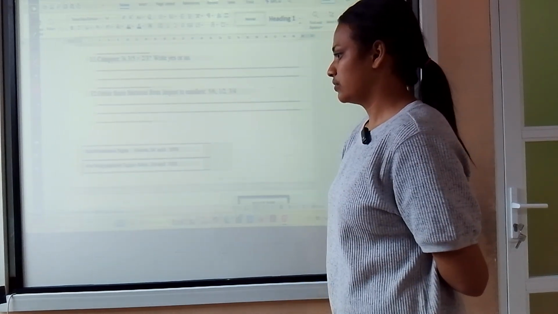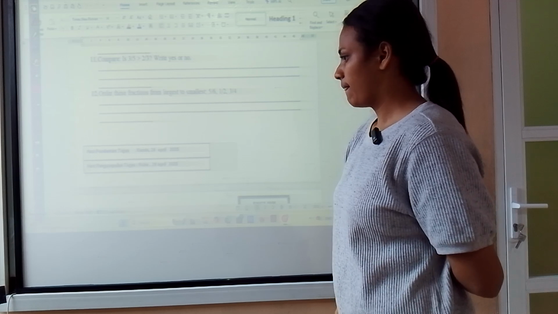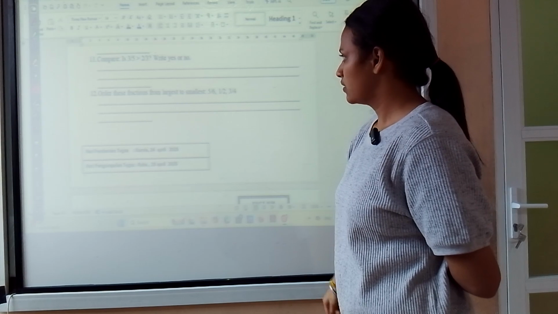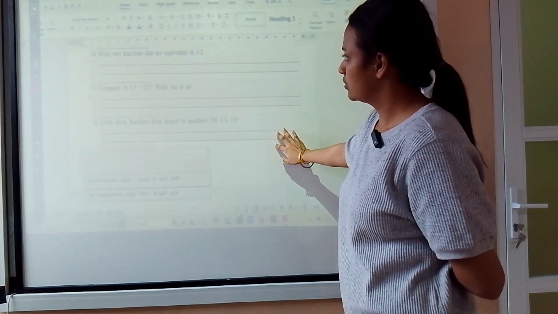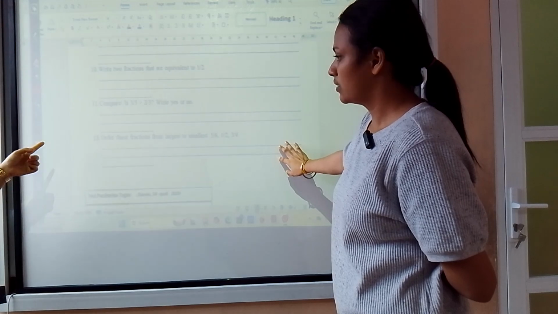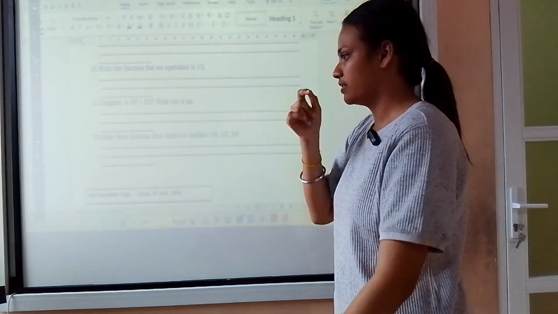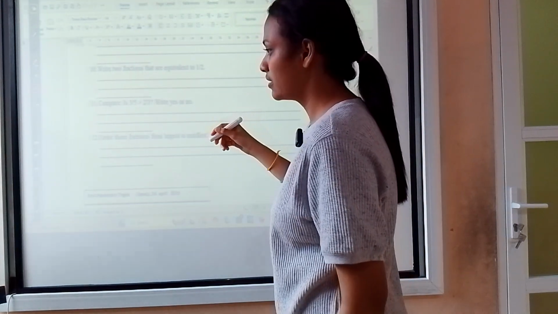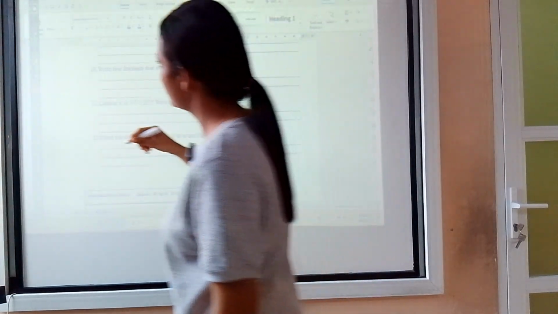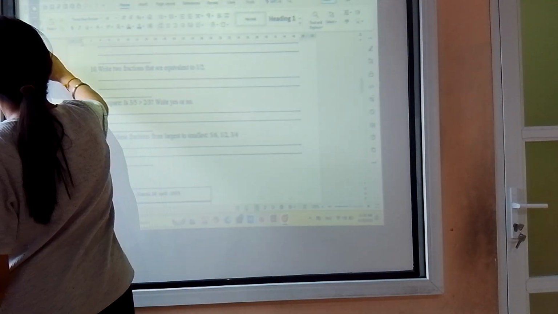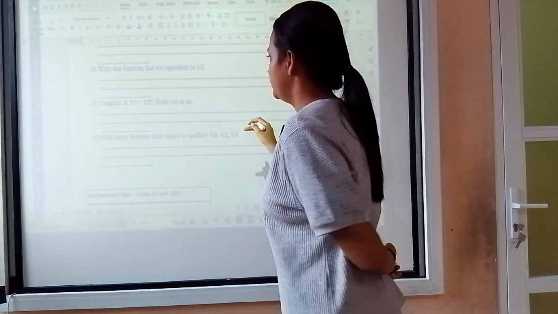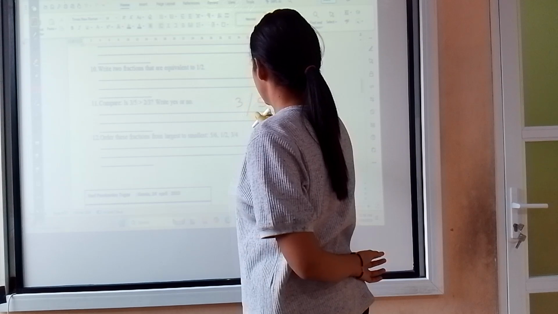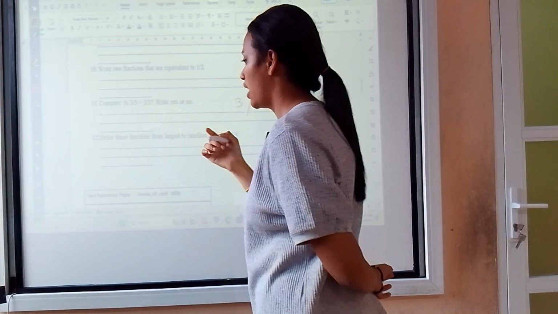So how will the students know that 3/4 is larger or smaller than 2/6, like number 11? How will they know it? Like this one. Which one? The red one. Okay, 3/5. This is right. So how do they know?